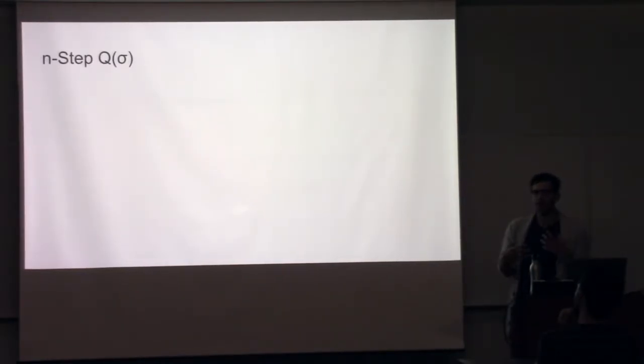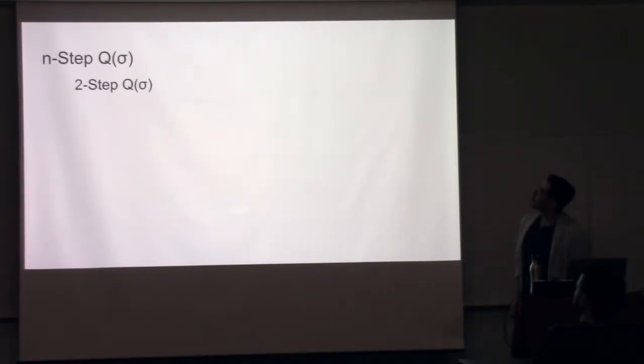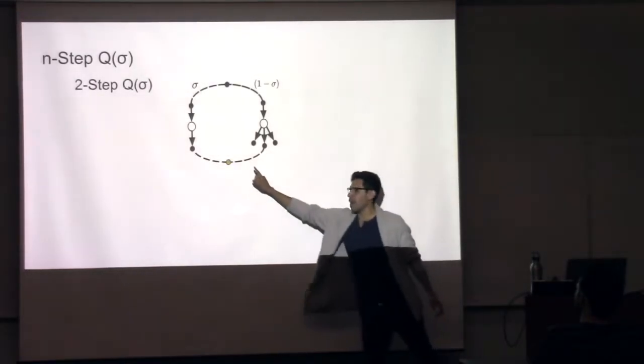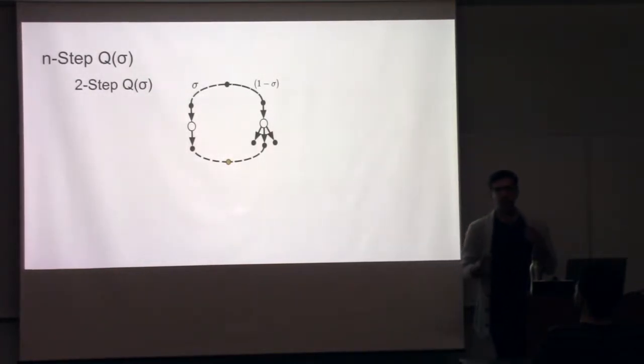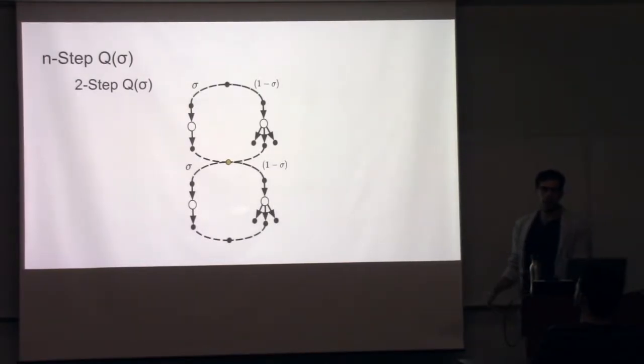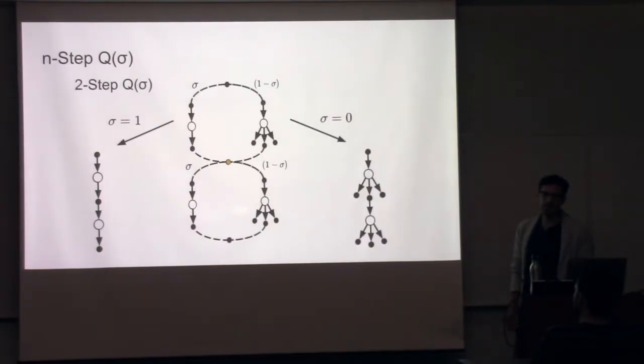So now, how does the backup diagram for n-step Q sigma look? I'm just going to do the 2-step case. For the first step, we just take the regular 1-step Q sigma. And then at the next state, right here, the orange one, we make the same decision again. We choose whether to use Sarsa or expected Sarsa or some combination of the two. So it's just going to look like that. Now, if we fix sigma to be equal to 1, we recover n-step Sarsa. And if we choose sigma equals 0, we recover tree backup.